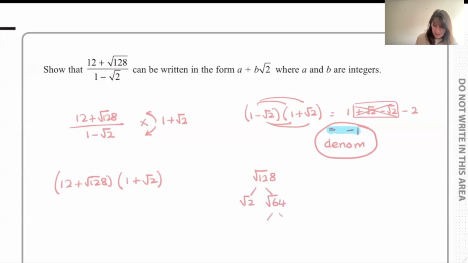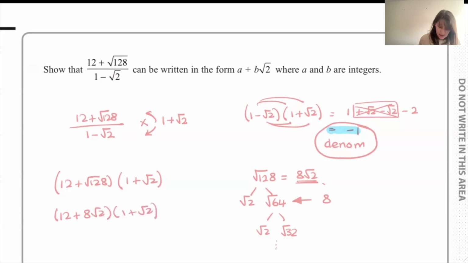Now, you could keep going, root 2 and root 32, keep going until you get to all the prime numbers and then finish it off there. But hopefully you would be spotting that the root of 64 is 8. So the root of 128 is 8 root 2. I'm going to take that simplified version, 8 root 2, into the problem because it just makes a lot more sense.